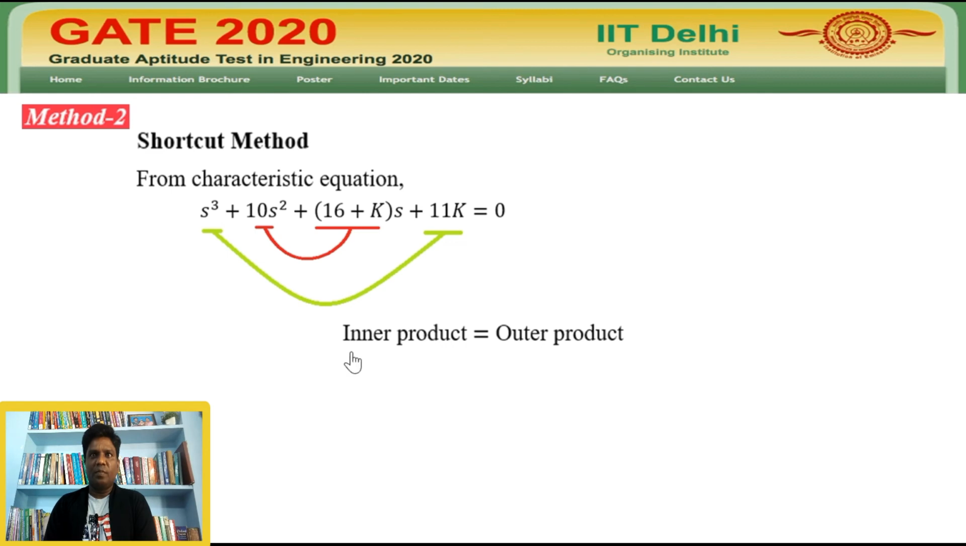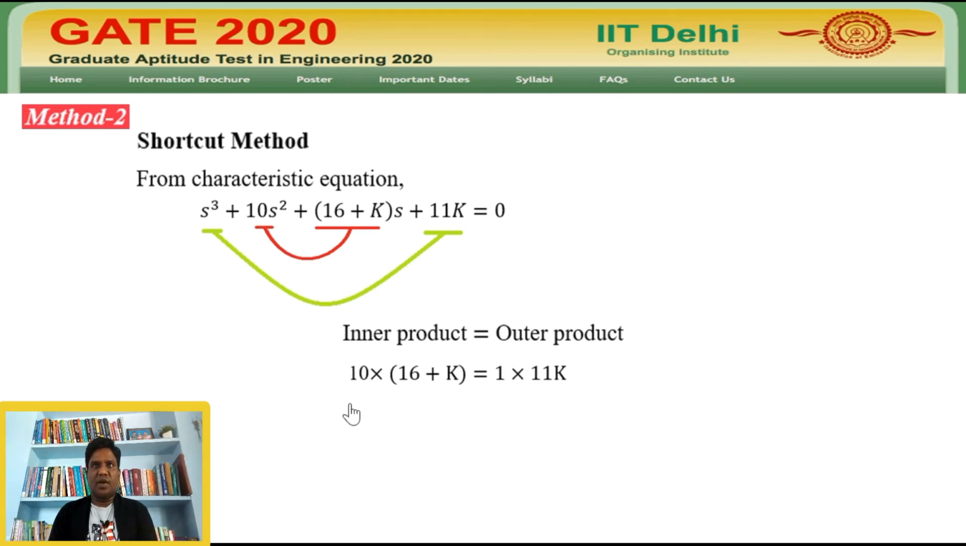In this, the inner product coefficients are 10 and 16 plus k, and we take the multiplication on the left hand side. The outer product coefficients are 1 and 11k, and we take the multiplication on the right hand side. After substitution of all the terms, the equation will be 10 into 16 plus k equal to 1 into 11k. In the left hand side, 10 into 16 is 160 and 10 into k is 10k. After that the equation will be 160 plus 10k equal to 11k.